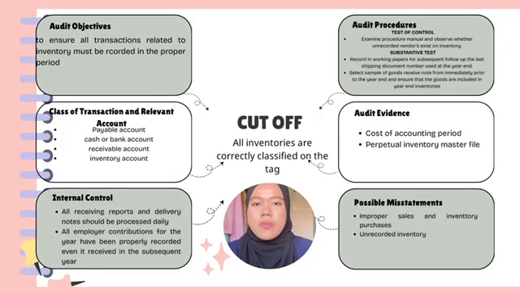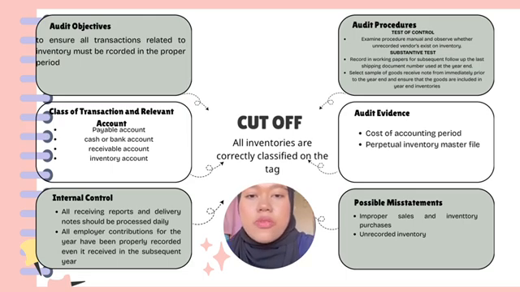Cut-off means that the auditor must ensure that all inventory is correctly classified on the tag, which is related to the audit objective, to ensure all transactions related to inventory must be recorded in the proper period. Cut-off testing for inventory affects multiple transaction classes and accounts, including inventory account, payable account, and cash account. For internal control, all receiver reports and delivery notes should be processed daily to ensure that inventory records are updated. All employer contributions for the year have been properly recorded even if received in the subsequent years.